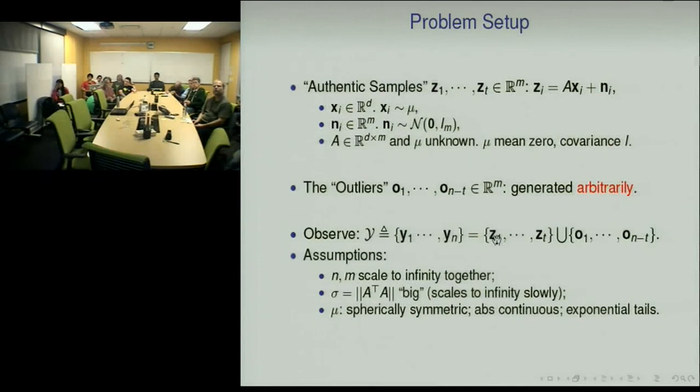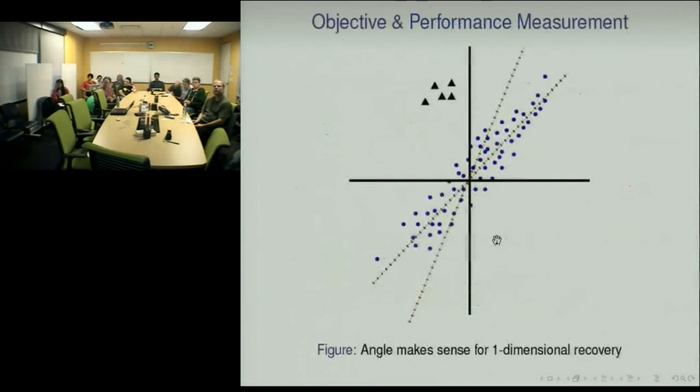Let me explain what I mean by recover A. In one dimension, maybe this line here is the real matrix A, and this is what we recover. So the angle looks like something reasonable. If the angle is small, then we're happy. We feel that our recovery is good.